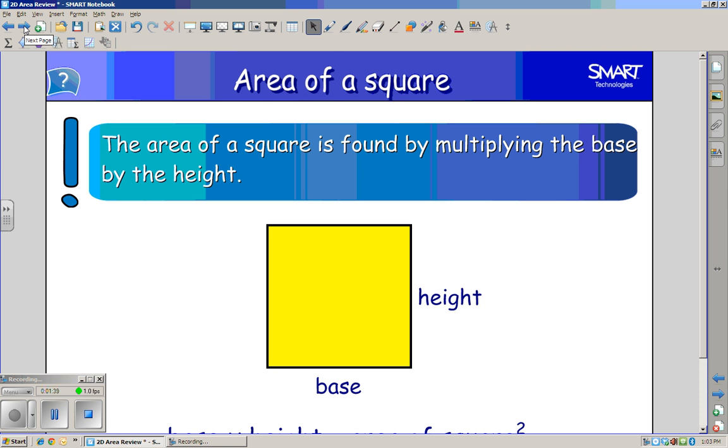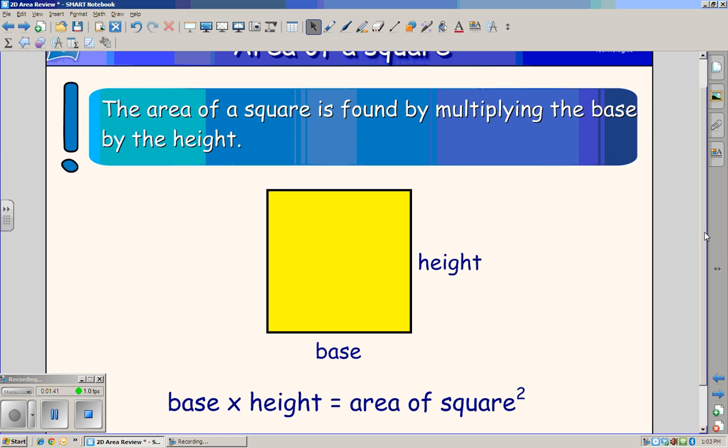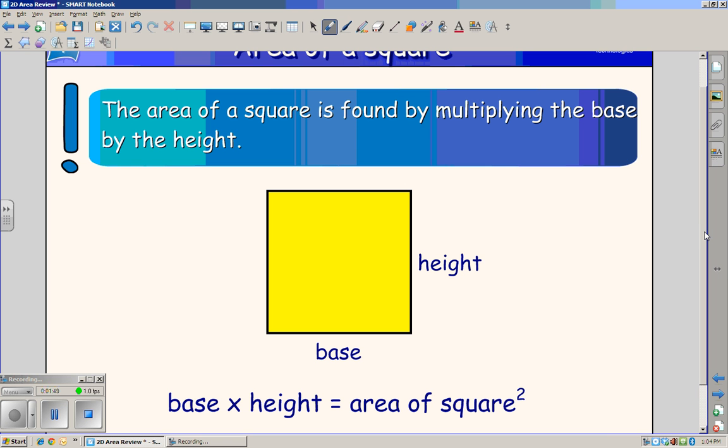Now, in order to find the area of a quadrilateral, all we do is base times height. I'll give an example on the board. I have a square. Say my height is 3 and my base is 3. I just do my base 3 times my height 3, and my area is 9 units squared. Remember to square all of your units when we are finding area.